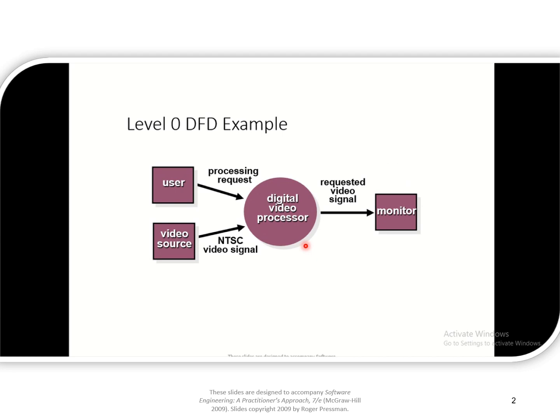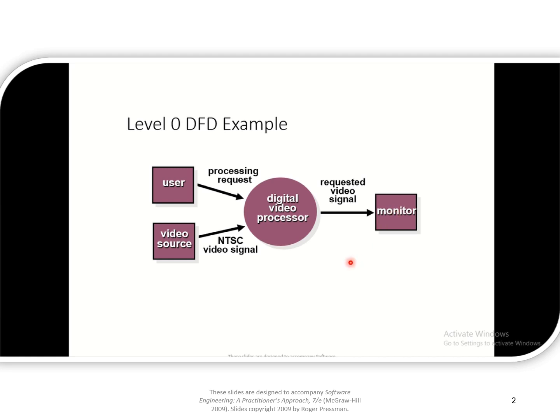Here is an example of a level 0 DFD diagram. See that these are the external entities and these are basically producing the information, and this external entity is basically consuming this information. See, we have the processing request for an analog signal to be converted into a digital video signal, and it is being passed to the digital processor, and then finally the requested video signal will be displayed on a monitor.